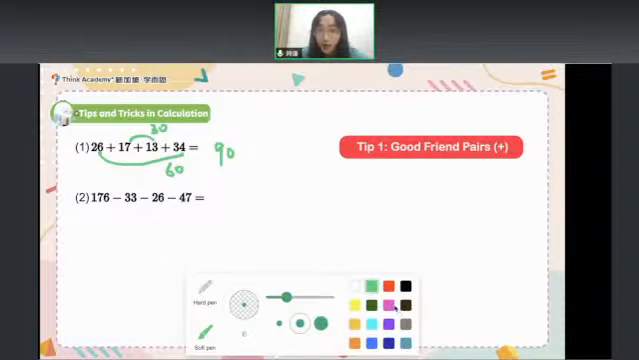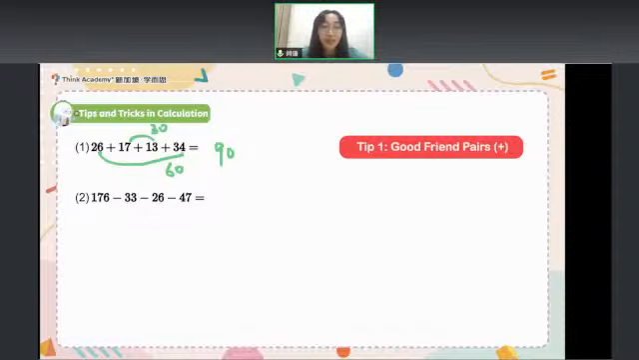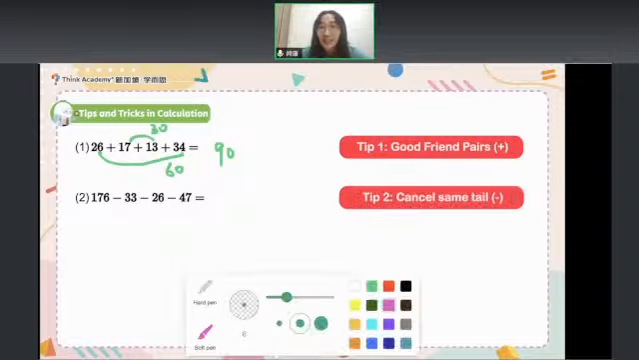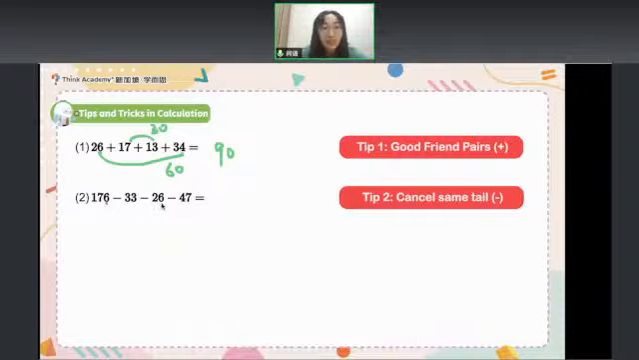Okay, try 176 minus 33 minus 26 minus 47. So any faster way to do that? Okay, yeah. So basically, you can find the same term. That is for the last digit, actually, they're the same thing. So here, 6. We can just calculate 176 minus 26 first.